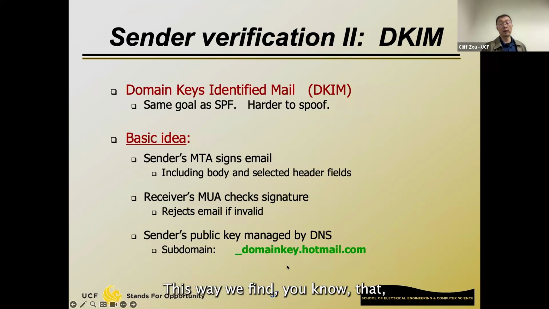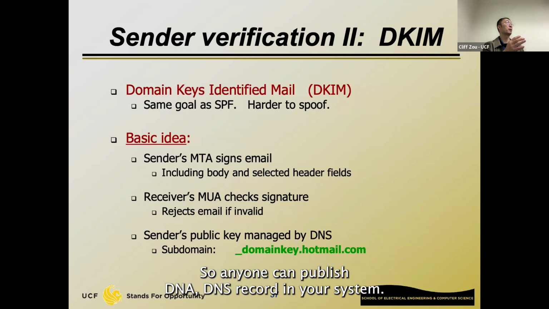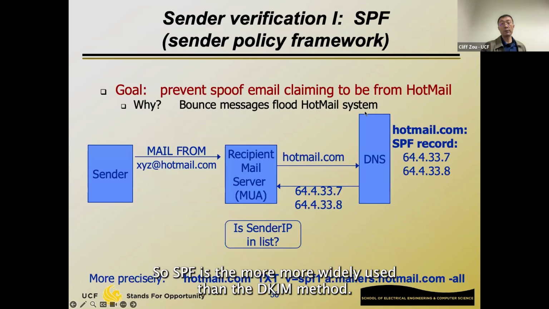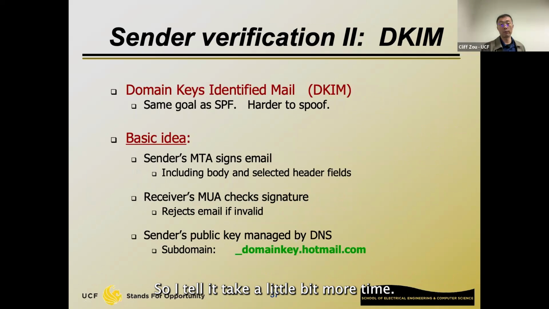Of course, this way we find that this public key could be spoofed by an attacker, because the DNS system is essentially an open system. So anyone can publish a DNS record in the DNS system. So this is not that secure, but it provides certain verification. So that is called DKIM. SPF is more widely used than the DKIM method. Besides, this one needs to run public key cryptography, so it takes a little bit more time.